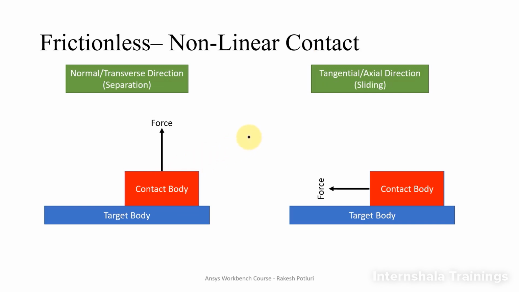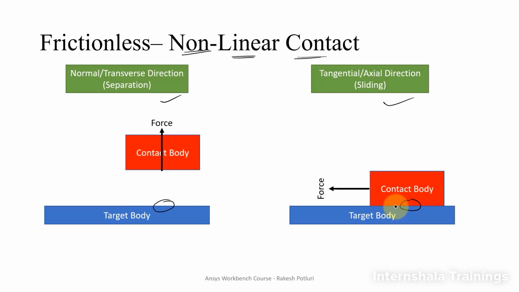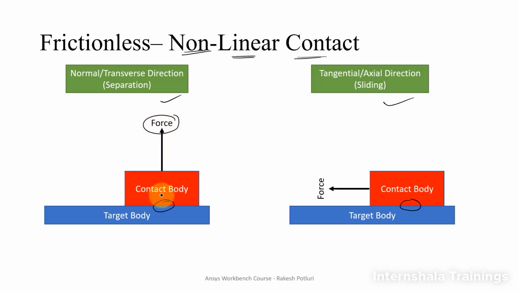Alright. The next type of contact we are going to see is the frictionless contact, and this is a non-linear contact. This is the first type of non-linear contact. Here also, as usual, we'll see the separation direction, the sliding characteristic, and how it behaves. I will apply the frictionless contact between the contact body and the target body. Now what will happen? Even though you apply the frictionless contact and apply the force in the transverse or normal direction, this contact allows the separation to occur. That means separation is allowed.